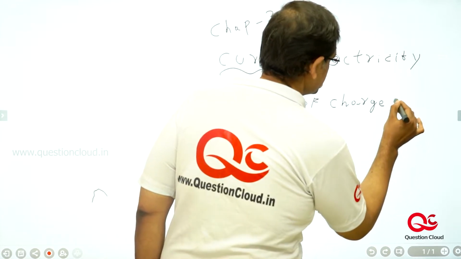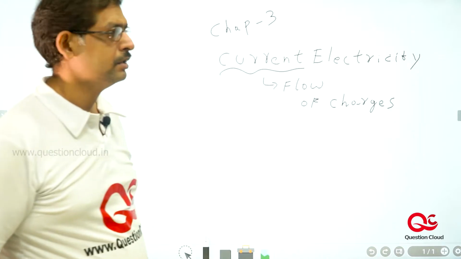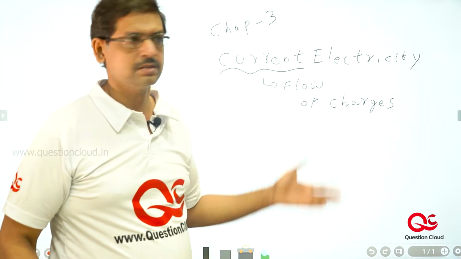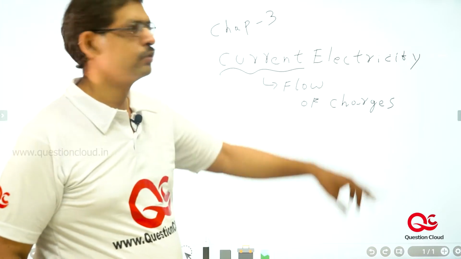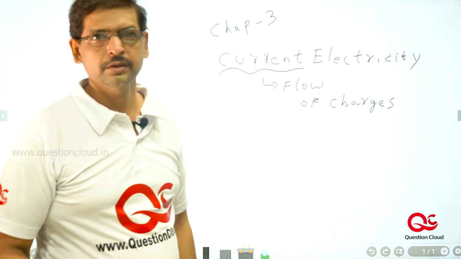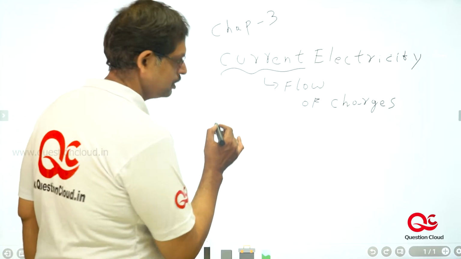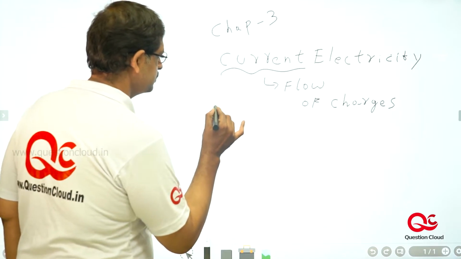In the first two chapters we studied how charges behave at rest. Now we are going to see how charges behave when they flow through an electrical circuit. The first thing is to see the definition of electric current.